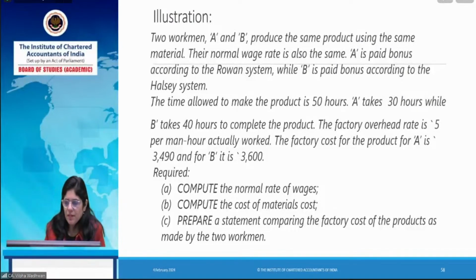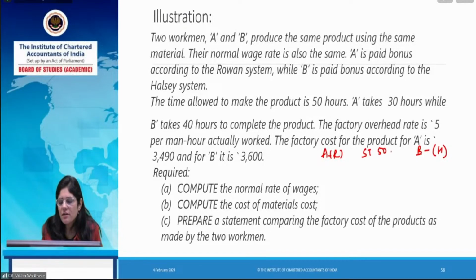Interesting. So A is getting paid as per Rowan and B is getting paid as per Halsey. Time allowed to make the product is 50 hours, so standard time is 50 hours. A takes 30 hours. This is time taken. And B takes 40 hours. Clear?